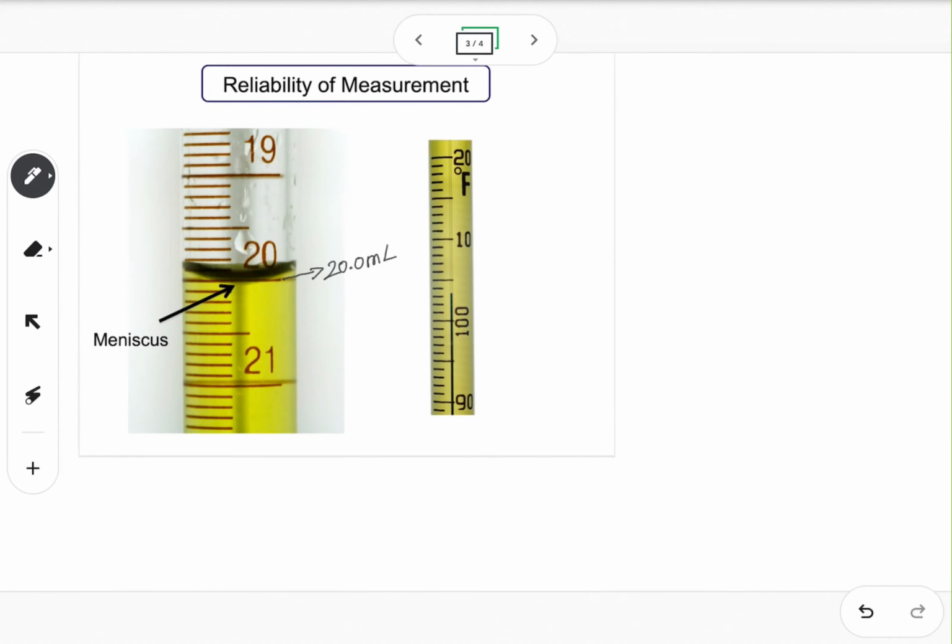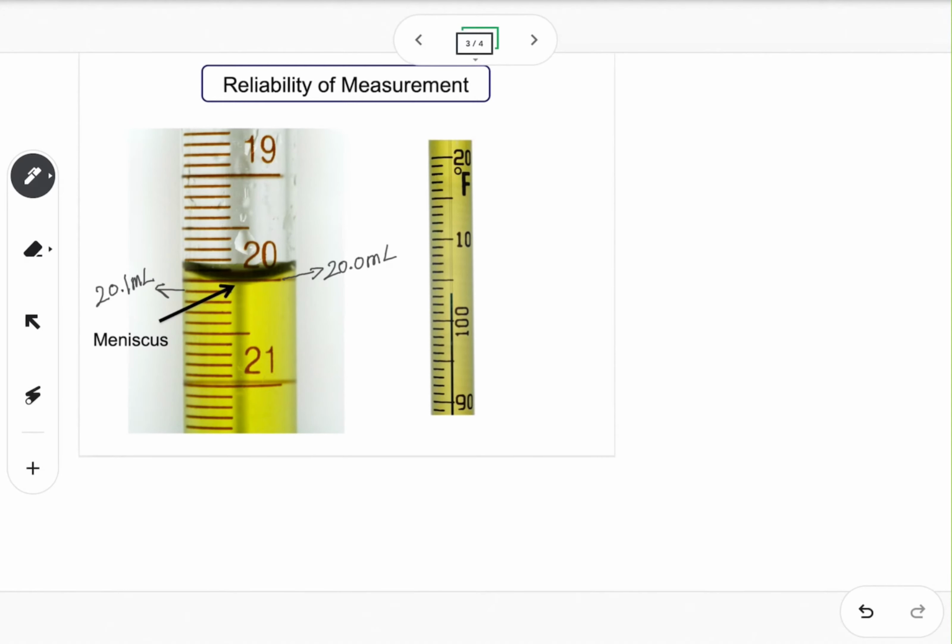One question you may ask: how do I know it is 1 decimal place? Well, let me tell you. Between 21 and 20, there are 9 markings. Each marking represents 0.1 mL. So for this line right below the 20, that is going to be 20.1 mL. This marking represents 20.1 mL.